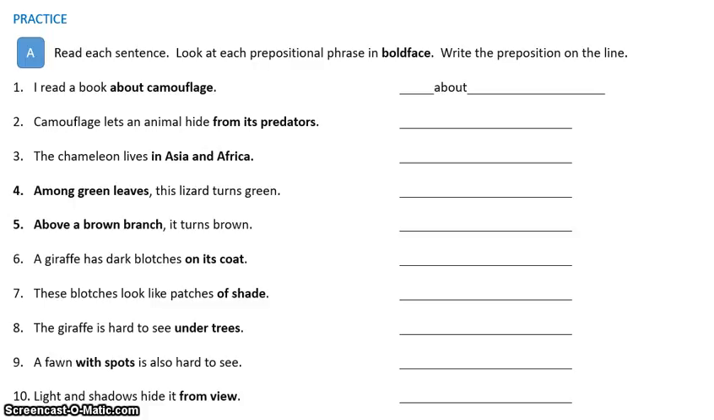All right, now that you are back, let's go through and look at the answers. It says, camouflage lets an animal hide from its predators. From its predators is the prepositional phrase. What starts the prepositional phrase is the preposition, and so your answer is going to be from. Number 3, the chameleon lives in Asia and Africa. Now, this one, I'm going to talk a little bit about the noun that it ends with, but your prepositional phrase is in Asia and Africa, and the preposition is in.